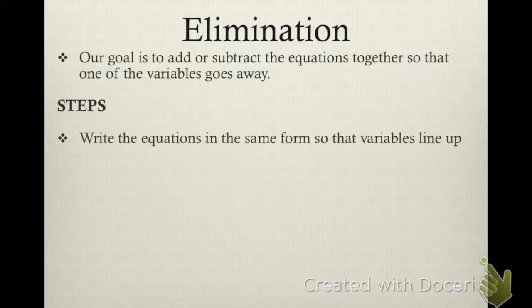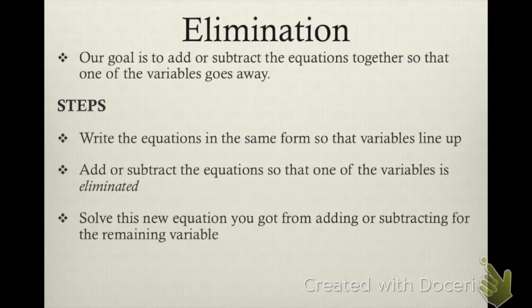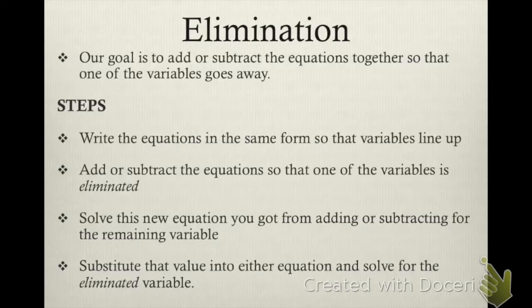So our steps to doing so are to write the equations so that the variables line up. The variables are in the same place for all of them. Then we are going to add or subtract the equations so that one of the variables is eliminated. We'll solve this new equation that I got from adding or subtracting for the remaining variable. And then we'll use that value to substitute in to find the eliminated variable. I know that gets a little confusing. You don't necessarily know what all I'm talking about. But let me show you some examples and it might make more sense.